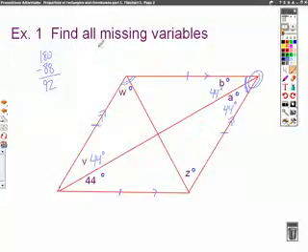So what we need to do now is take the angle that is 92 and divide it by 2. And we find out that each of these angles is actually 46 degrees. So again, using the properties of a rhombus to figure out missing information.